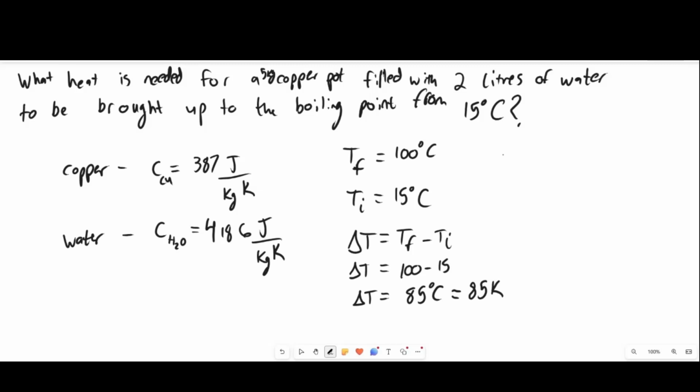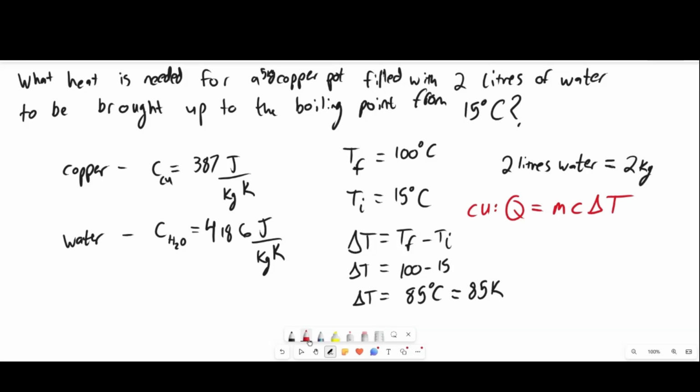Then the last unit that we'll have to think about is the amount of water. So that's 2 liters of water. And if we remember when we were talking about fluids and volumes, 2 liters of water is actually 2 kilograms of water. Okay, so now, if we think back to our equation, Q equals m c delta T, we are basically going to use this equation once for the copper pot, and we'll do it once for the water.